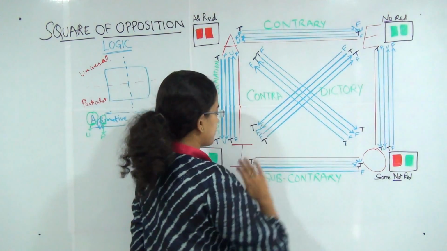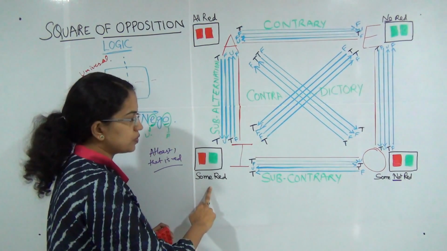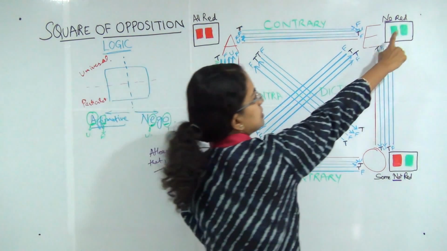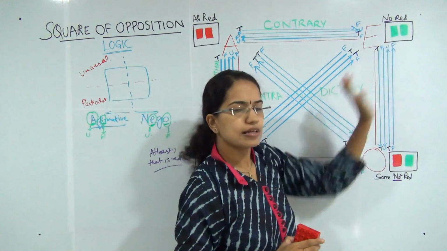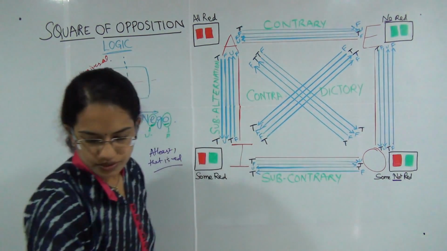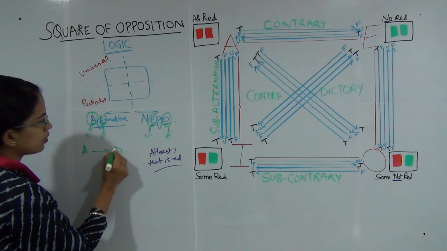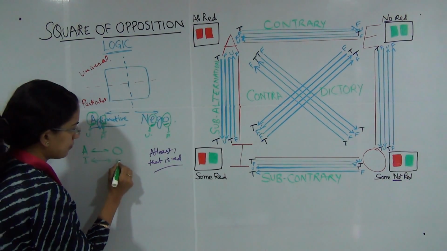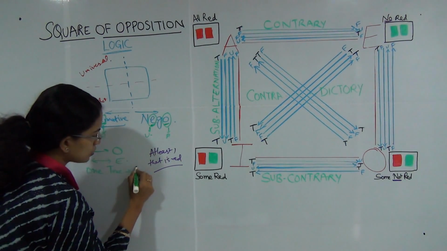And vice versa, if I move from I to E. If I becomes true, if there is some block that is red in color, then this statement that there are no blocks that are red in color automatically becomes false. So between contradictory approaches, that is the relationship between A and O and the relationship between I and E, if one is true, the other has to be false.